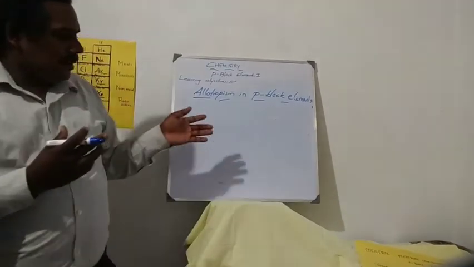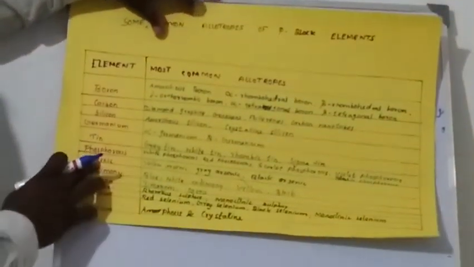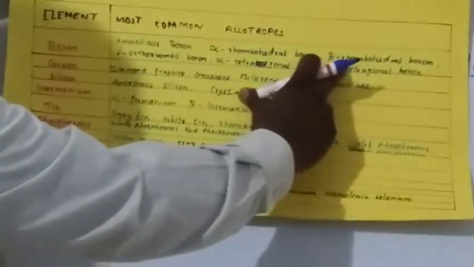Some common allotropes of p-block elements. First, boron. This is very important for the 2-mark question. Boron: amorphous boron, alpha rhombohedral boron, beta rhombohedral boron, gamma orthorhombic boron, alpha tetragonal boron, beta tetragonal boron.